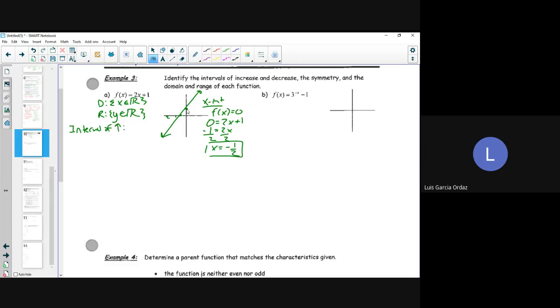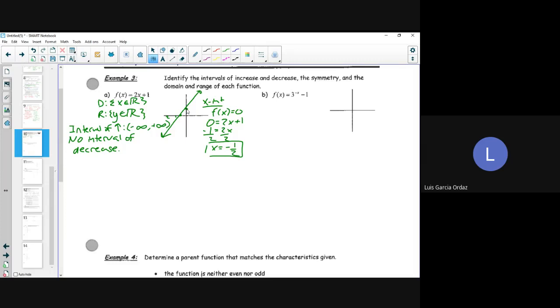So where is my interval of increase from? From negative infinity to positive infinity. So our interval of increase is the only thing we have. Is there an interval of decrease? Nope. So there's no interval of decrease. We have to mention that.